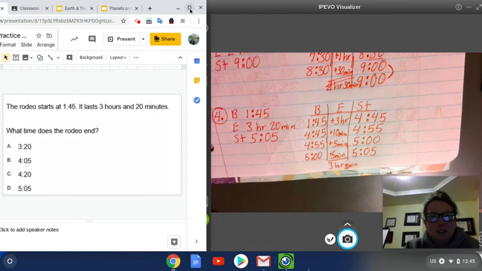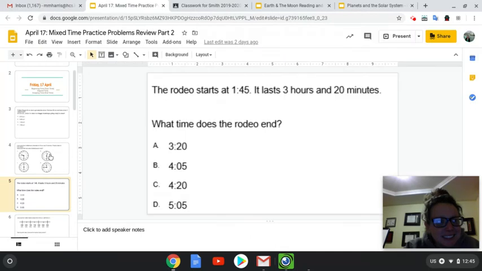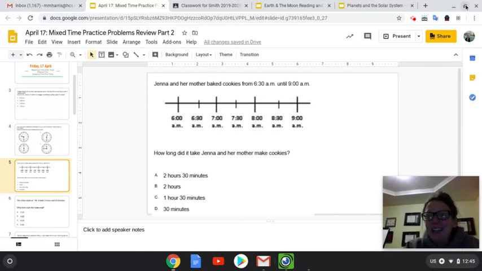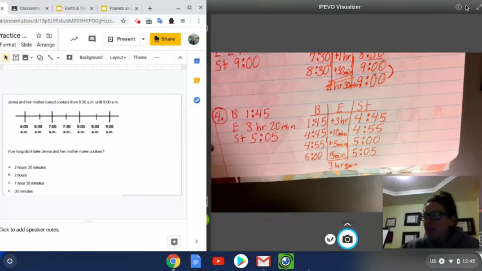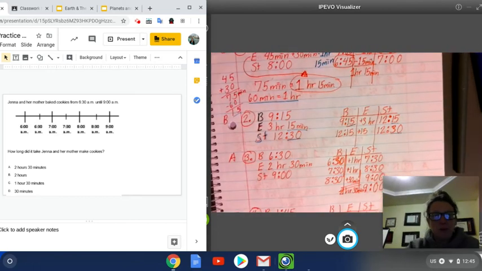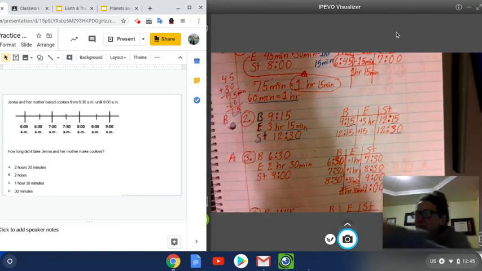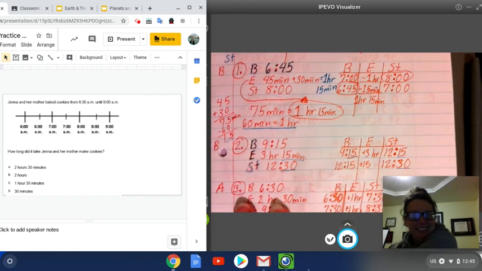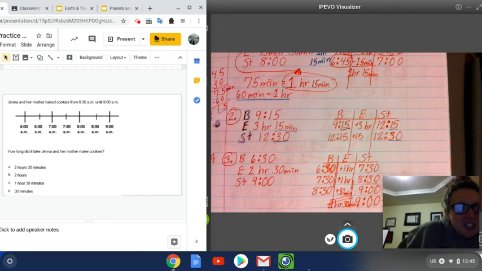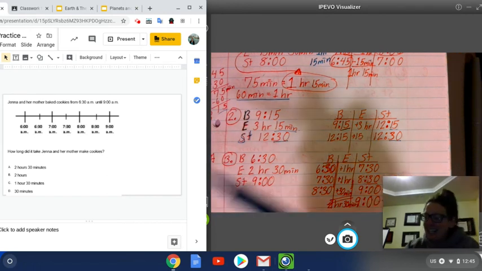Hold on, boys and girls, because they had switched, and I don't want you to get confused. So let's go back. This one is number 3. Now, this one is a little different. It says Jenna and her mother bake cookies from 6:30 a.m. until 9 a.m.